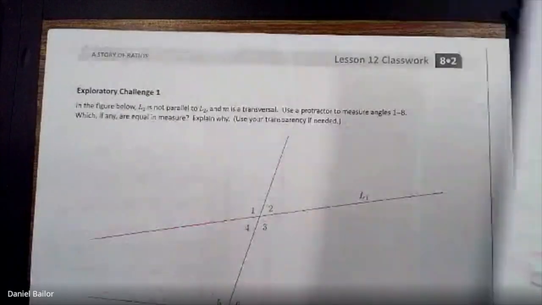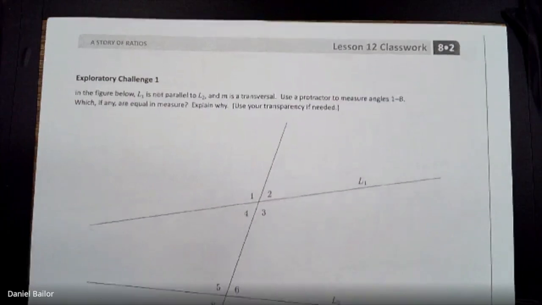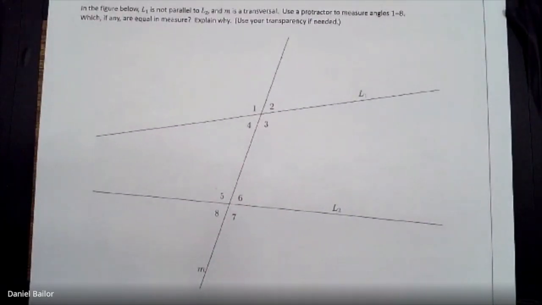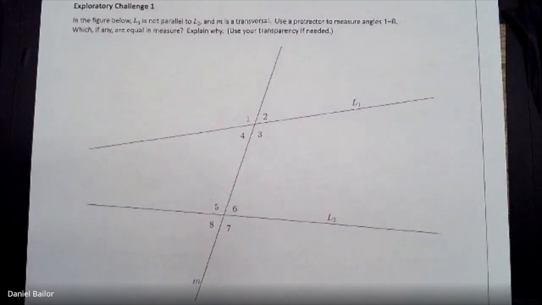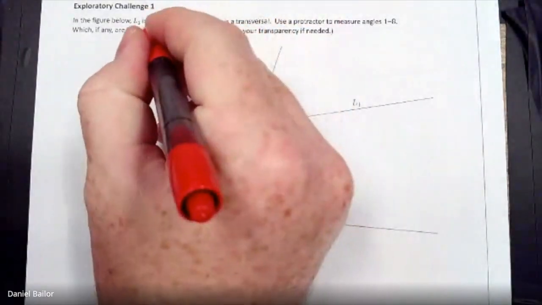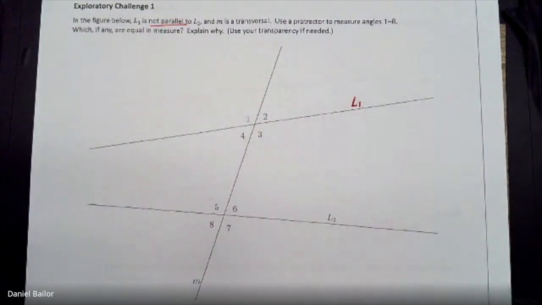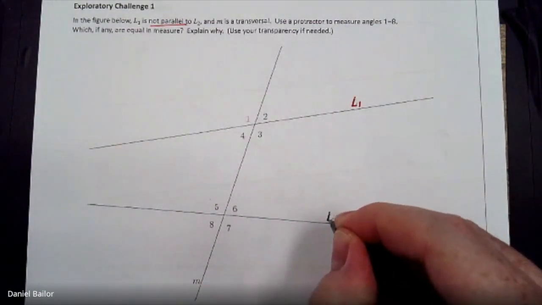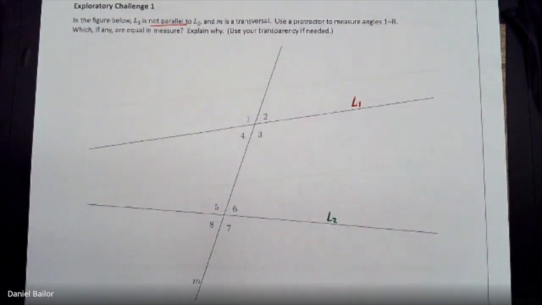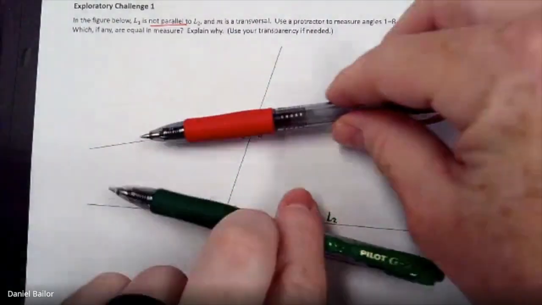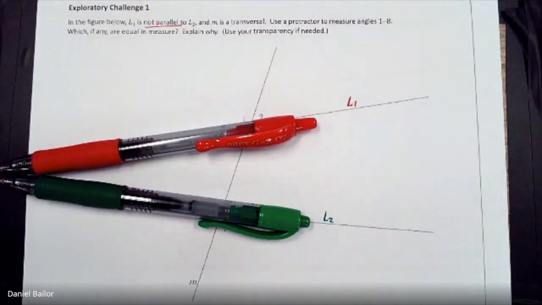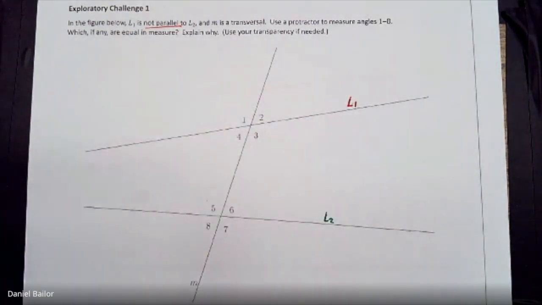On page 127, you'll see we have lines that make angles. It says in the directions, in the figure below, L1 is not parallel to L2. So make sure you find L1 and L2 so you know what we're talking about. You see they're not parallel because they will hit each other when they keep going. Remember, parallel lines never cross, never intersect. These lines will intersect somewhere off the page, so they are not parallel.